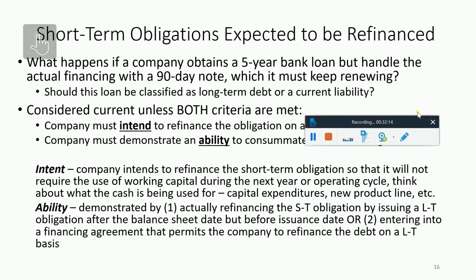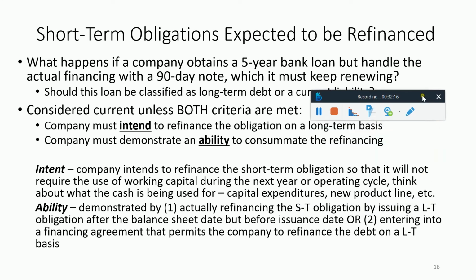Okay. And what this really gets down to is, what is the cash being used for, right? If it's being used for a capital expenditure, a new product line, a new warehouse, a new building, right? Or is it being used to buy new inventory, to buy office supplies, okay? If the intent is for long-term purposes, then that is one of the 2 criteria that is met to be able to consider it long-term.